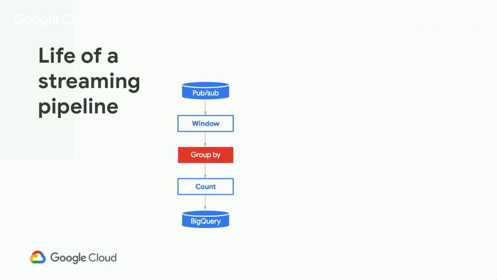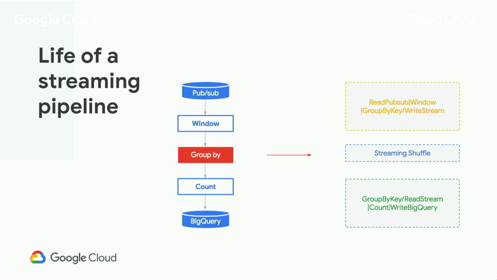So let's focus on the group by. One thing to remember is in a streaming pipeline, once you submit the job to the Dataflow service, we will divide the streaming job into 3 phases: everything before the group by, everything after the group by, and then the group by operation, which will be implemented as a streaming shuffle.